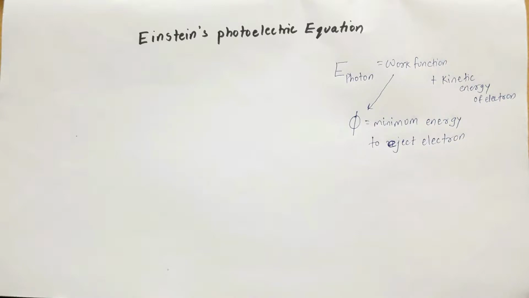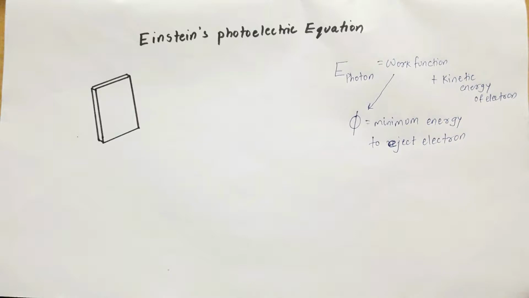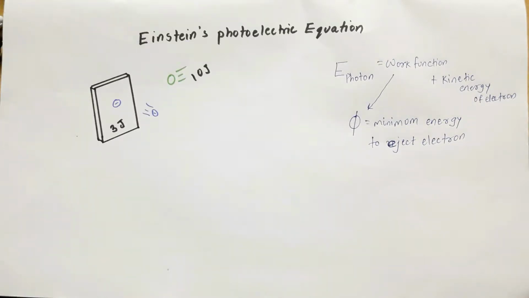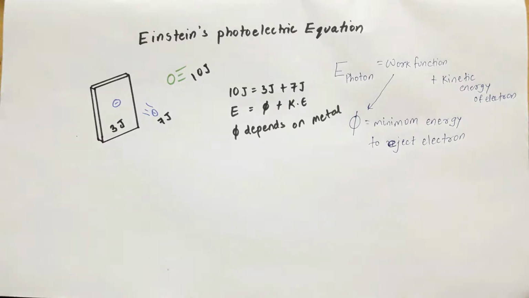Let us take an example where the energy of the photon is 10 joule and the work function is 3 joule. Then the kinetic energy of the ejected electron will be 10 minus 3, 7 joule. If we check this with the equation, the energy of the photon is equal to work function 3 joule plus kinetic energy, that is 7 joule, and it satisfies the photoelectric equation. Work function depends on the metal. If we change the metal, then only the work function will change, otherwise it will remain the same.